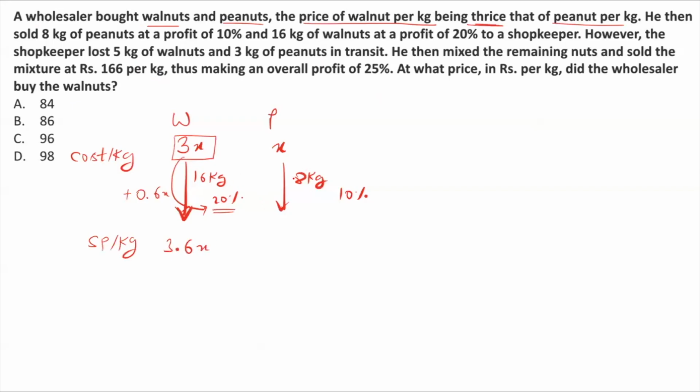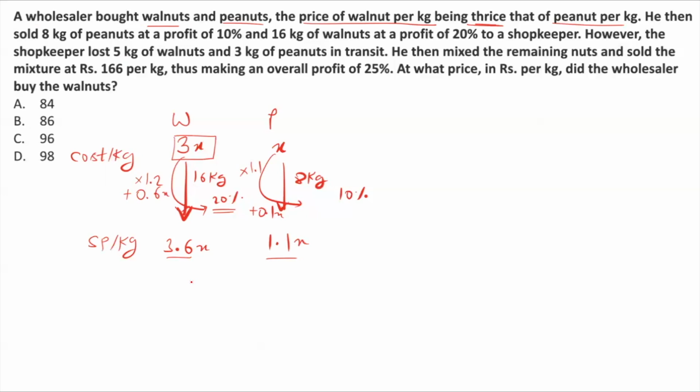Similarly, for the peanuts, the profit is 10%. The cost being x, 10% of x will be 0.1x. So the price will increase by 0.1x or selling price is 1.1x. Okay, there's a quick shortcut for this as well. Whenever a number increases by 20%, it gets multiplied by 1.2. Similarly, when a number increases by 10%, it gets multiplied by 1.1. So instantly you'll get the selling price for the wholesaler. 3 into 1.2 is 3.6x, x into 1.1 is 1.1x, right?